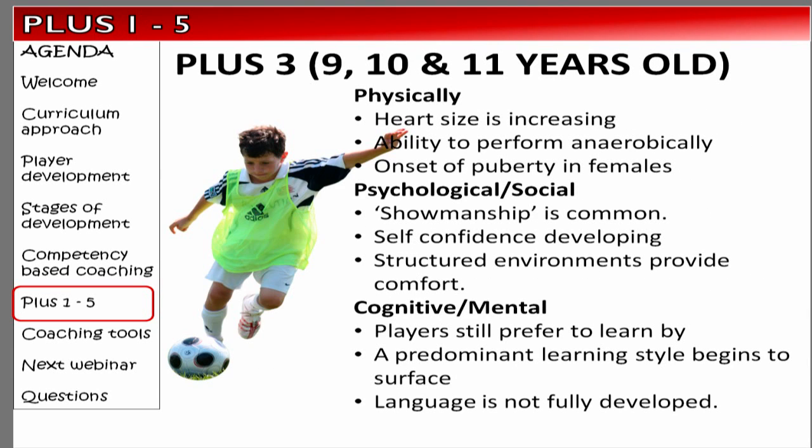Growth rate in players 9, 10 and 11 years old becomes quite significant, and heart size starts to increase. The ability for the players to perform high intensity, short duration activity known as anaerobic exercise is increasing. This is the time of early onset of puberty in female players, which can be 2 to 3 years ahead of boys. Boys in particular start to show a propensity to showmanship, and their self-confidence is developing, but they still like the structured environments that the coach provides.